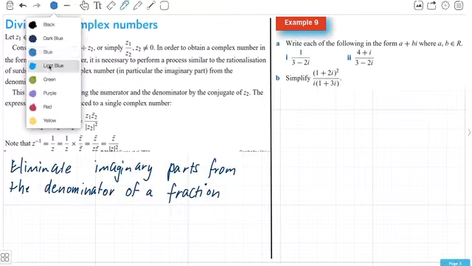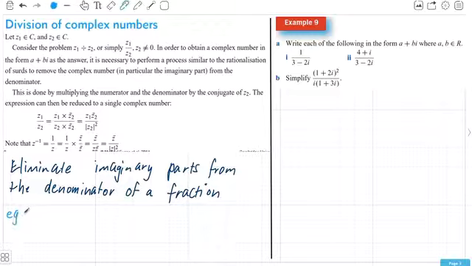So for example, let's say that we had 3 over 1 plus 2i. Okay, now that's got a complex number underneath. What you'll see here in the notes is it says to take your complex number and multiply the top and the bottom by the complex conjugate of the denominator. So we're going to multiply by 1 minus 2i, over itself.